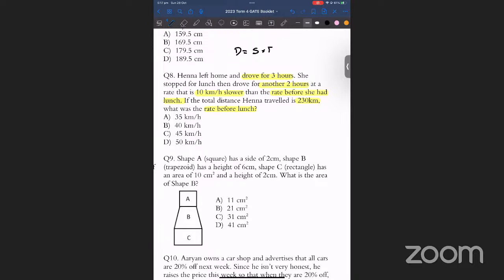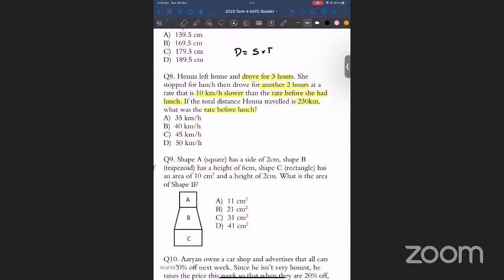Okay, so you all agree that distance is speed multiplied by time. So now, would you agree the distance she traveled in the first half, before lunch, is the speed she was traveling at multiplied by 3 hours? To explain that again, would you agree that the distance she traveled is 3 multiplied by the speed she was traveling at? Yeah.